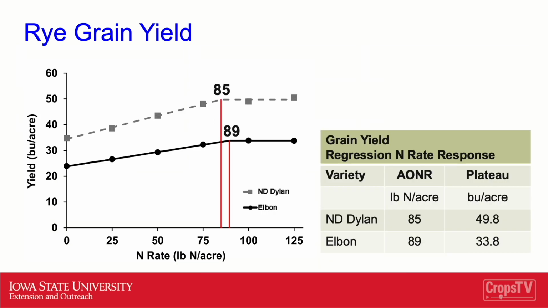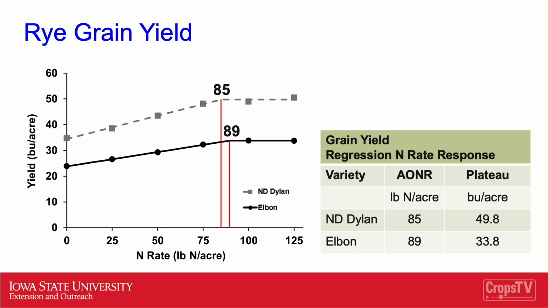Of course, one of the things we really get interested in is the grain yield. So again, you've got yield in bushels per acre on the vertical axis, and total N applied on the x-axis. The yield was quite different between the 2 varieties. The plateau yield for the ND Dillon was about 50 bushels per acre, and the plateau yield for the Elbin was about 34 bushels per acre, so quite a difference in the productivity level.